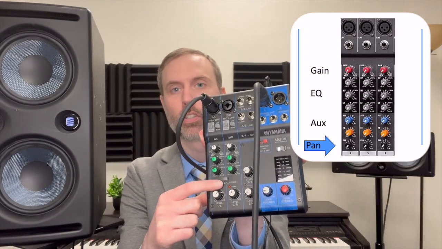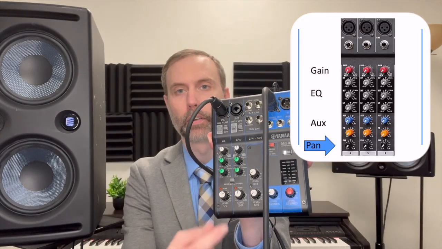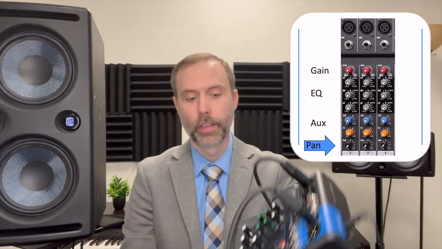The last I want to talk about is the pan, P-A-N. And the pan is not on this mixer again. Here's an image of what it might look like. But it would occur just below the EQ and above the fader, the slider, somewhere in here. And the pan is adjusting left and right. So if I turn the knob all the way to the left, well then it will only come out of the left speaker.